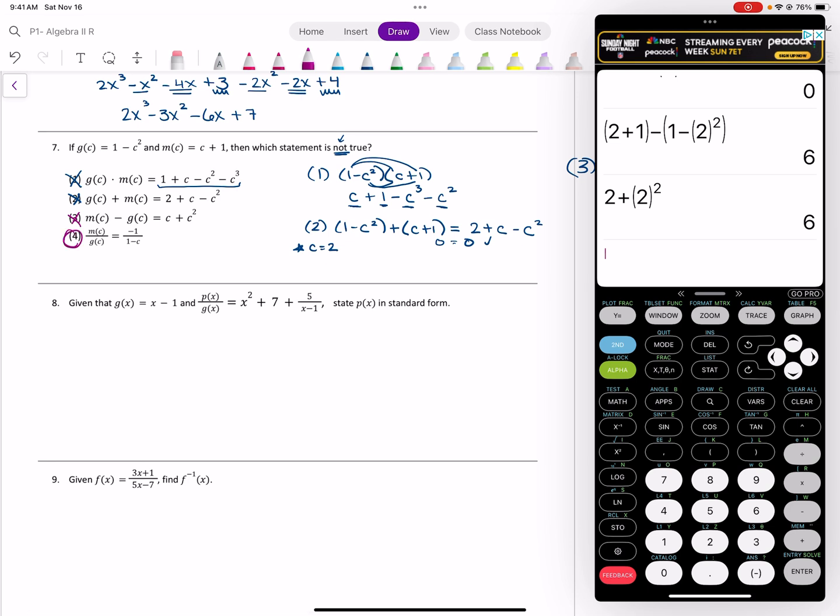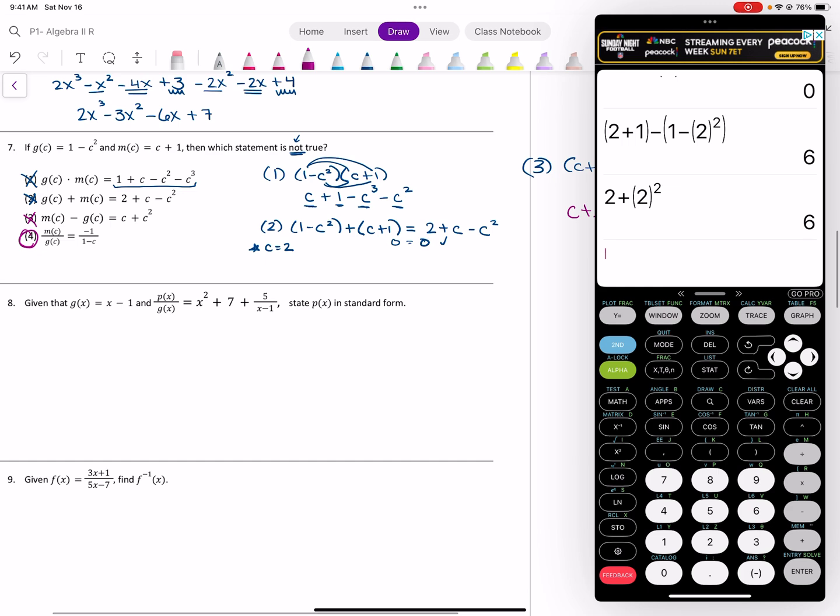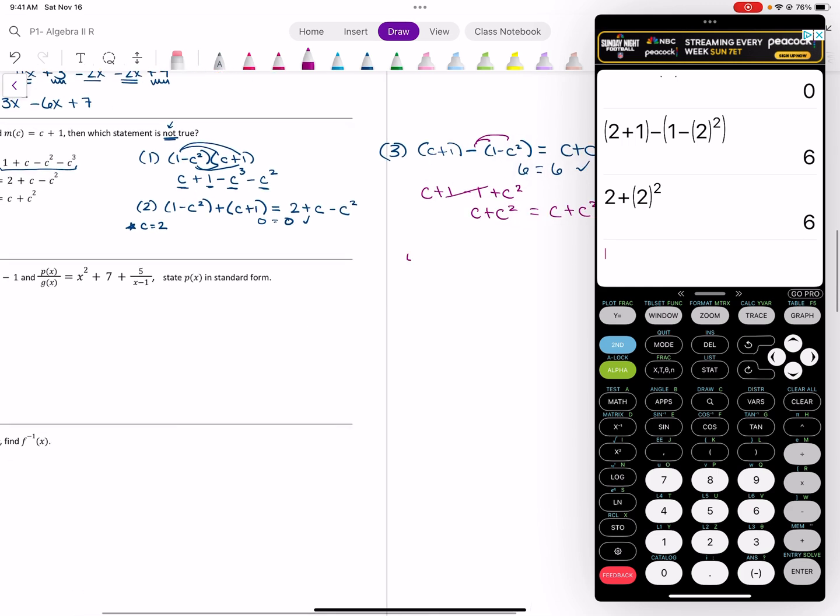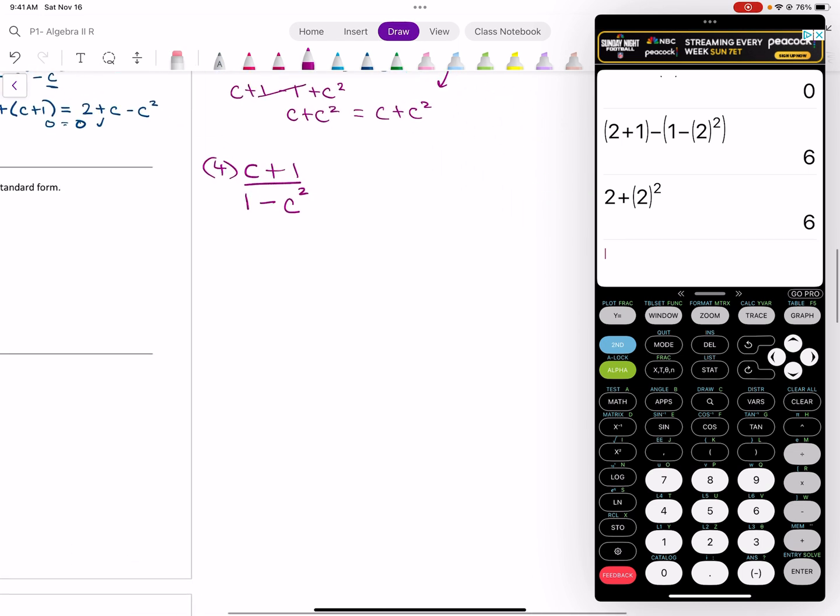If you are setting it up, answer choice 4 says you are taking m, which is c plus 1, and dividing it by g of c, which is 1 minus c squared. Now, reverse tabular method, we do not do it when the bottom has an exponent bigger than the top. Every time we've done reverse tabular method, the bottom exponent has been smaller.